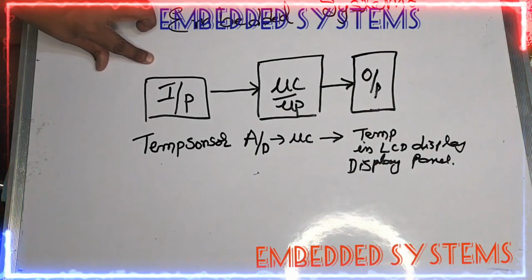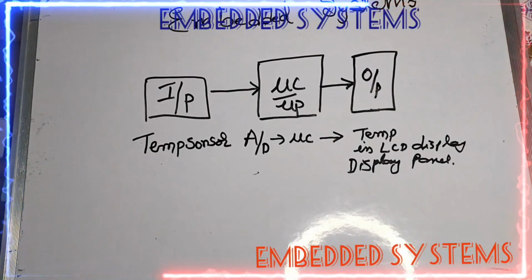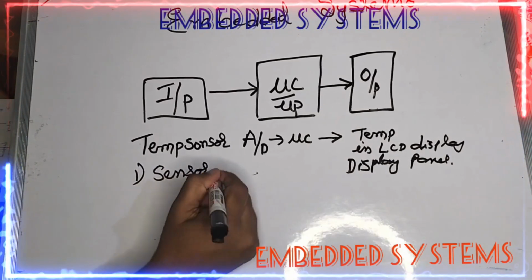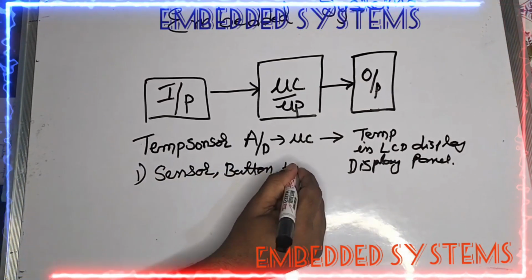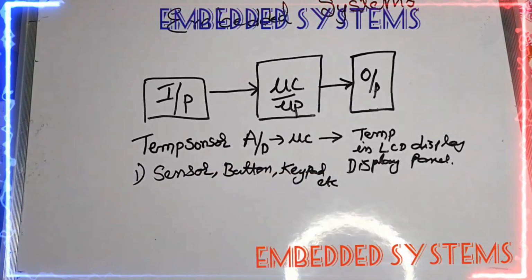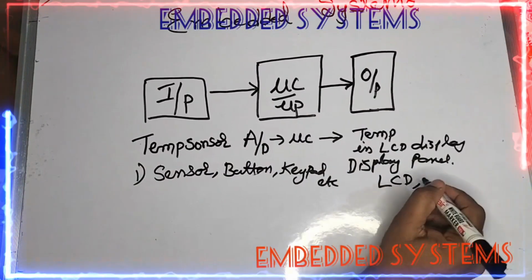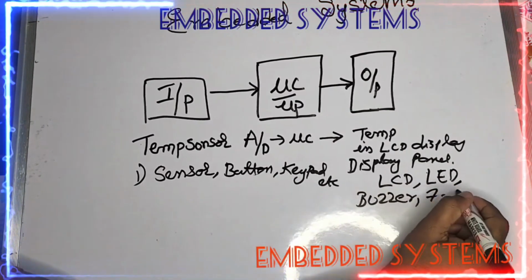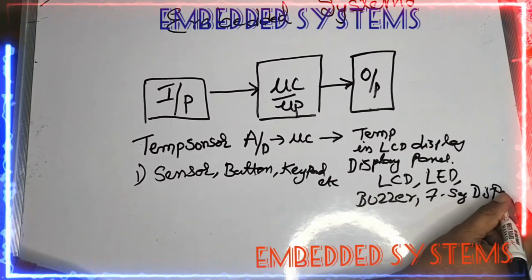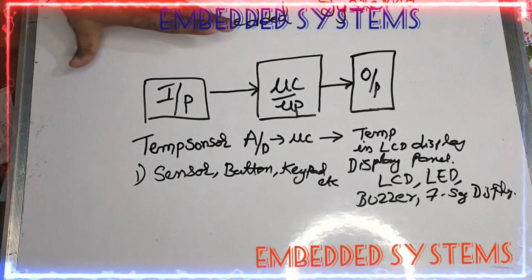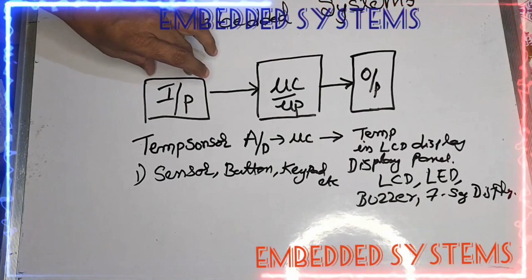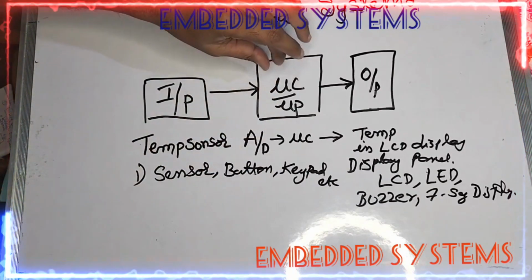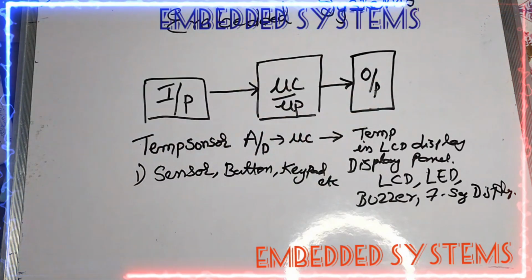There are a lot of input systems and a lot of output systems. The input systems are sensors, buttons, keypad, etc. The output systems are, for example, LCD, LED, buzzer, and 7-segment display, etc., friends. So the basic components of an embedded system consist of an input, which is a combination of sensors, a microprocessor or microcontroller, and an output, which is the display panels, friends.